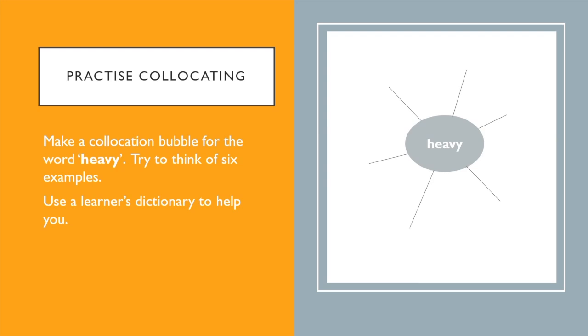Now it's time for you to make your own collocation bubble using the adjective heavy. So remember, heavy is used for saying that there is a lot of something, but also that something is very severe. Okay, so there's 2 common meanings for the adjective. Try to think of 6 examples and record them on your diagram. Use a learner dictionary to help you.